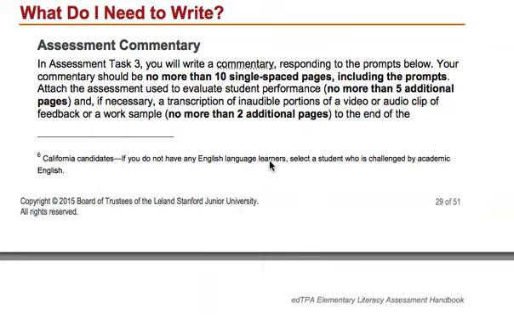So the next question is, what do you need to write? Well, in the commentary you get 10 single-spaced pages, including the prompts, and that will also include any graphs or tables that you put in there as well. And you'll also have your assessment that you used. No errors in that. That's an automatic one. You have to make sure everything is actually accurate, no typos and stuff like that.